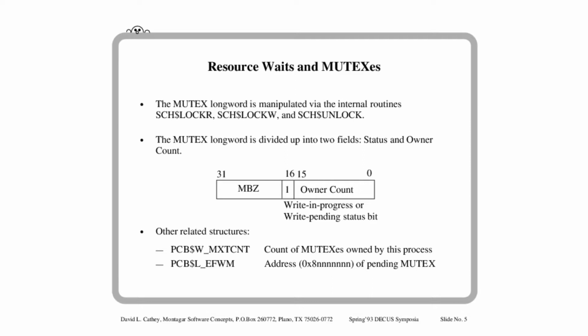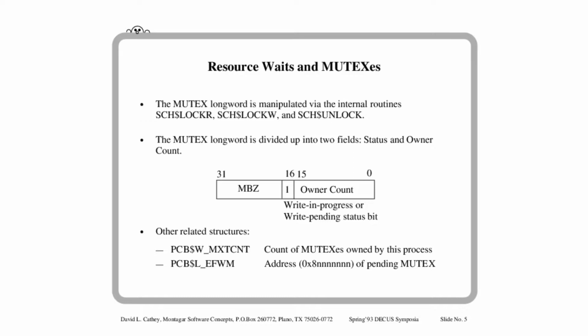There's also bit 16, which is the write in progress or write pending status bit. If a writer comes in, the first thing it wants to do is set that bit. It does a branch on bit set and set interlock. If that bit is already set when it's trying to set it, then it knows there's another writer in the queue, and it puts itself into an MWAIT state and waits for a SCH$UNLOCK call from somebody, so that it can be awakened and make another attempt at the mutex. Also, if the owner count is non-zero, we also have to wait until it decrements to negative before we try to allow access to any writers to the queue.